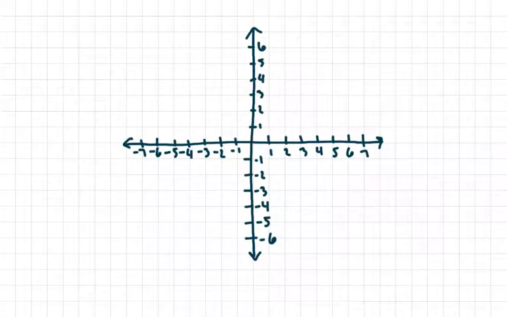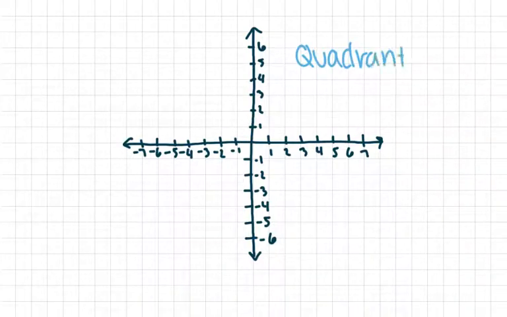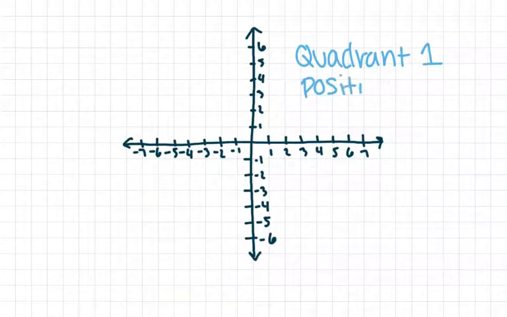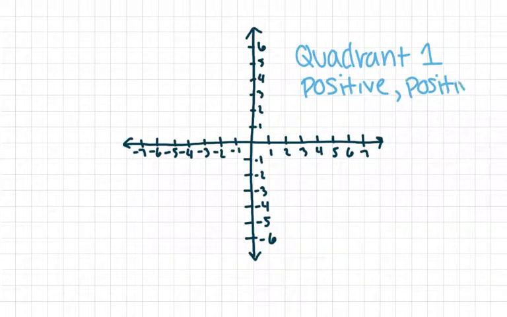The first section is called quadrant 1. And in quadrant 1, you're going to have positive x values, and you're also going to have positive y values.